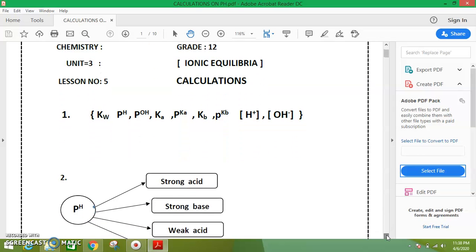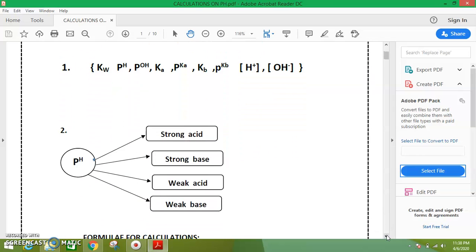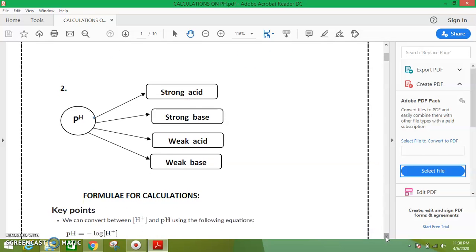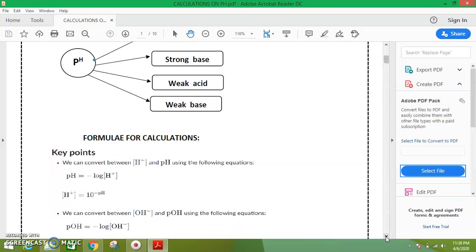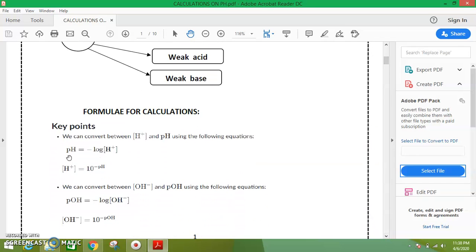In the second part, we have to find out the pH for strong acid, strong base, weak acid and weak base. Look here, some formulas are given. The first one, for strong acid: pH is equal to negative log of hydrogen ion concentration. If you need the concentration of hydrogen ion, just rearrange in this way.